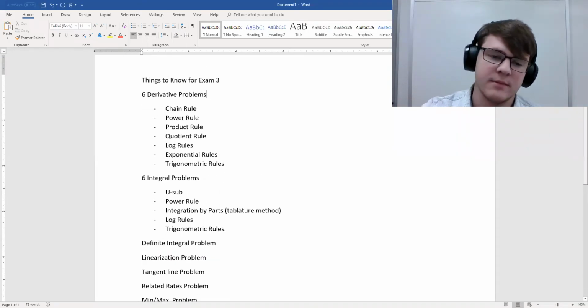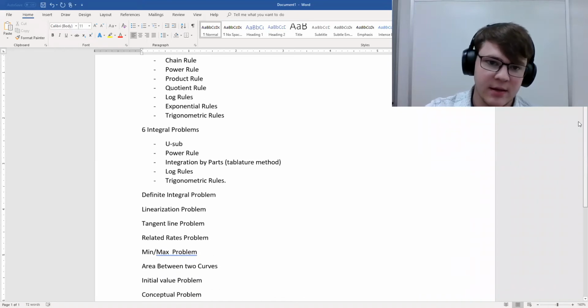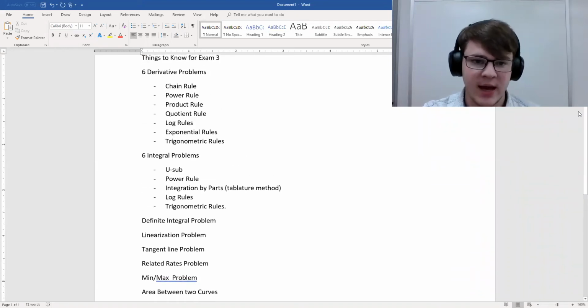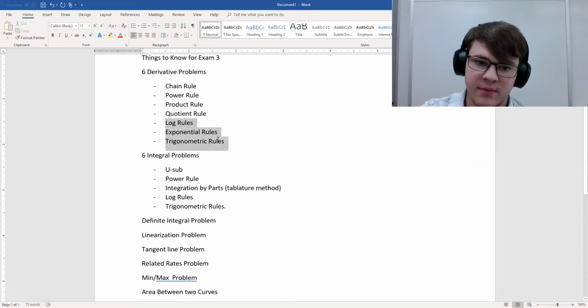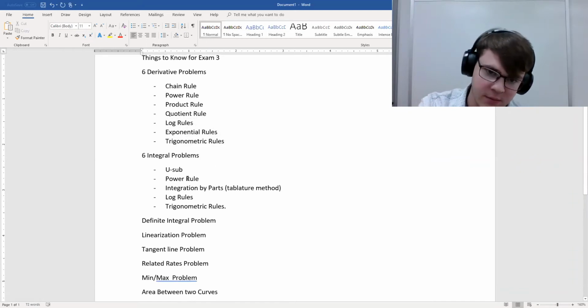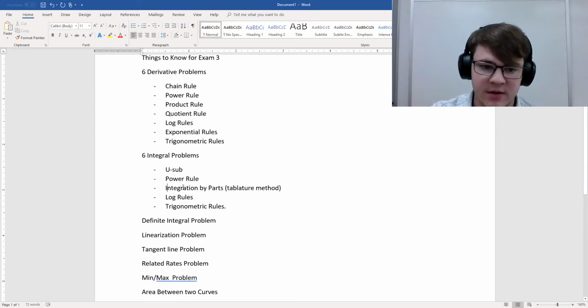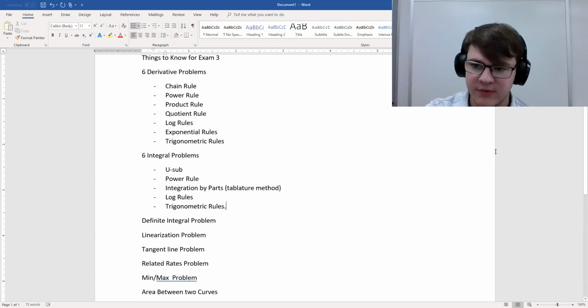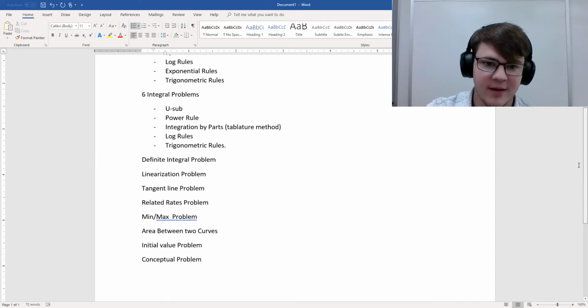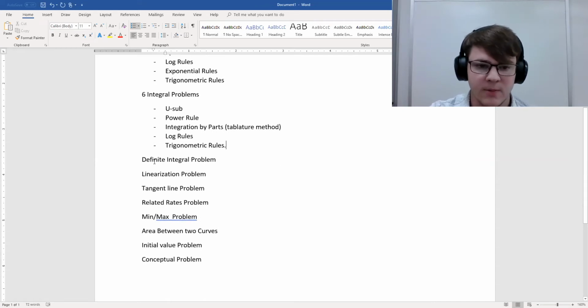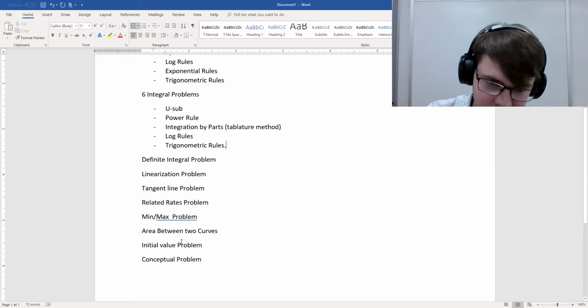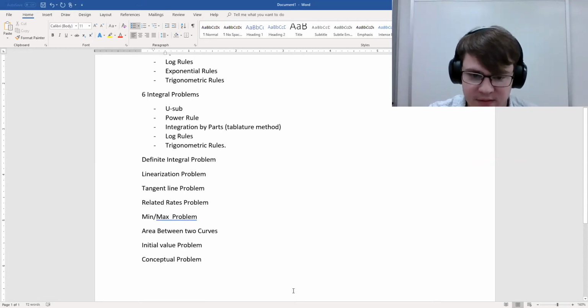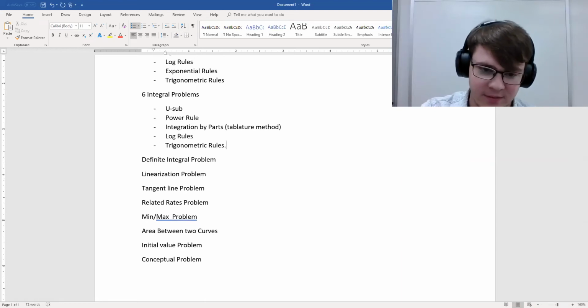All right, so it's very similar to the last test in format, but the things that have been added are the log rules, exponential rules, and trigonometric rules, and then integration by parts, and the log and trigonometric rules for integrals, which is basically the same thing but backwards. And then there's going to be one definite integral, one linearization, a tangent line related to each problem and min-max, area between two curves, and initial value problem.